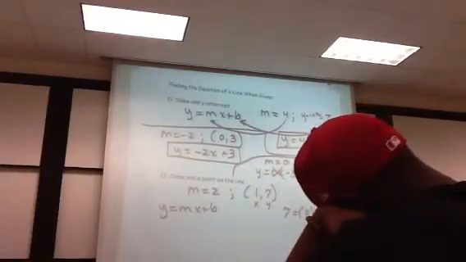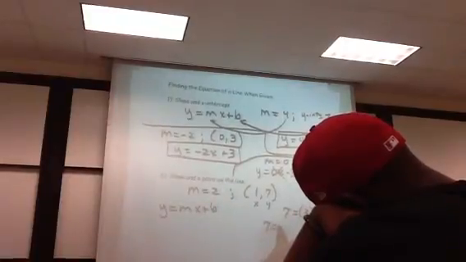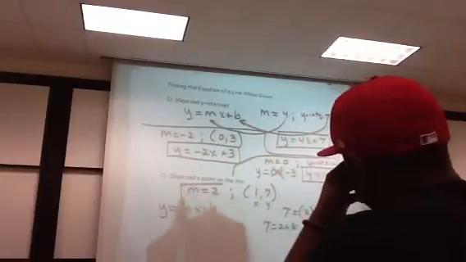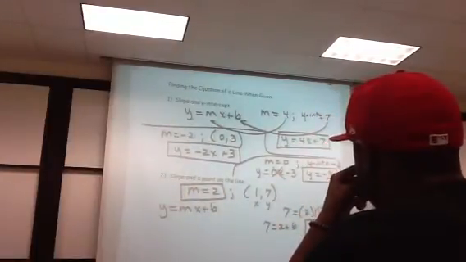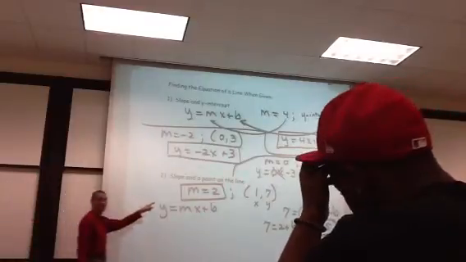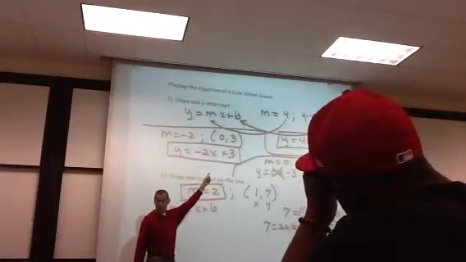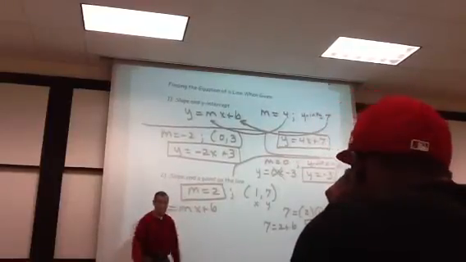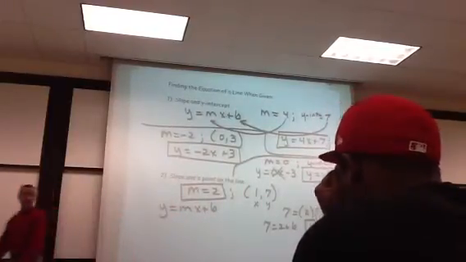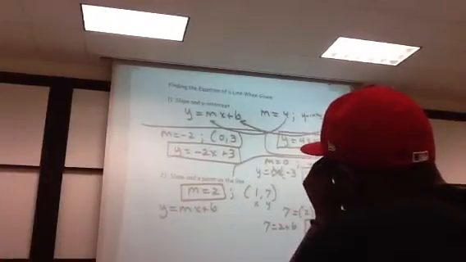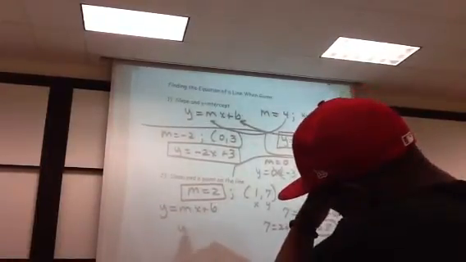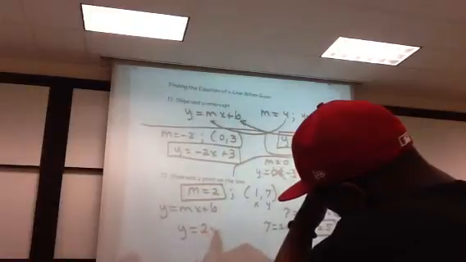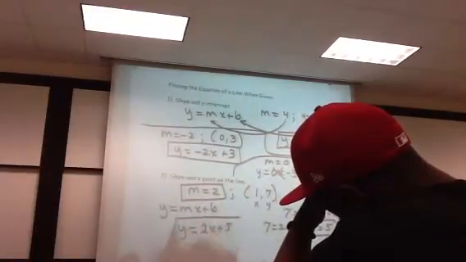This is going to work. 7 equals 2 plus b. Subtract 2, b is 5. And ladies and gentlemen, as soon as I get b is this and m is that, I'm right back to scenario number 1. I've got the slope and the y-intercept. I'm there. So what's the equation of the line? Y equals 2x plus 5.